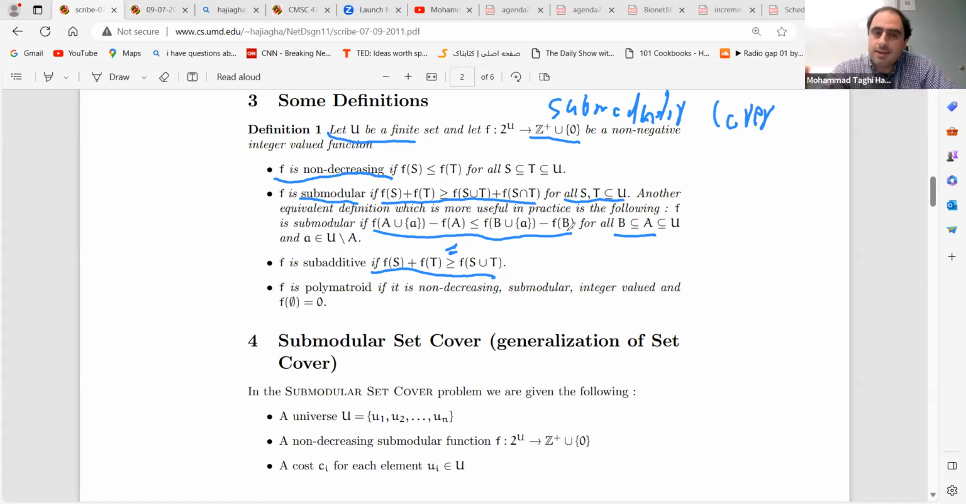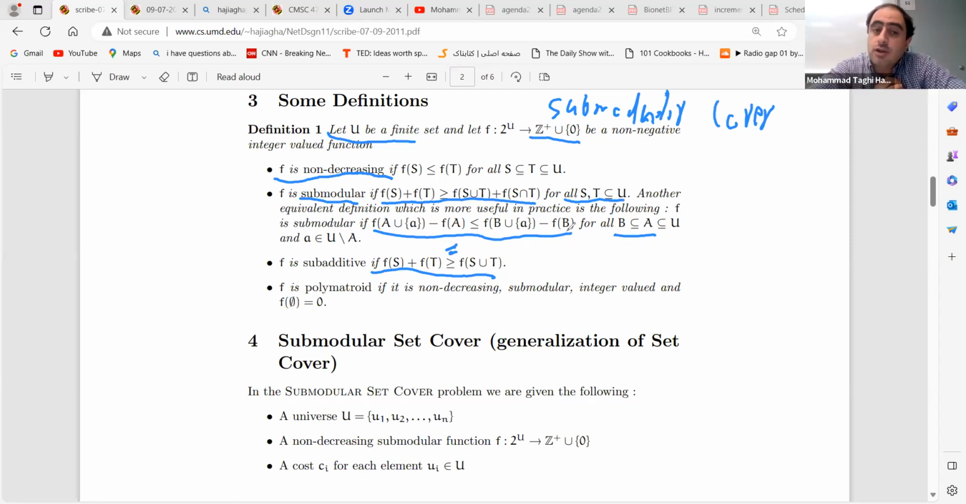And this is a natural thing. Once you add one guy to the larger set, it should have less effect compared to when you have a smaller set and you are adding this guy. So in a large crowd, generally I have less voice. And that's exactly the definition of submodular. And that's the thing that makes it very natural.